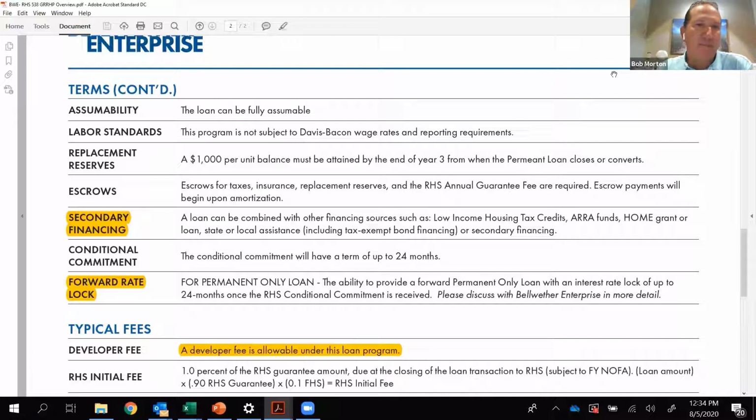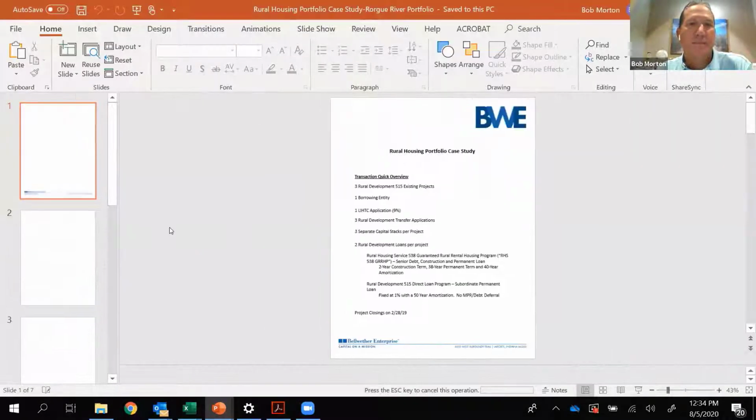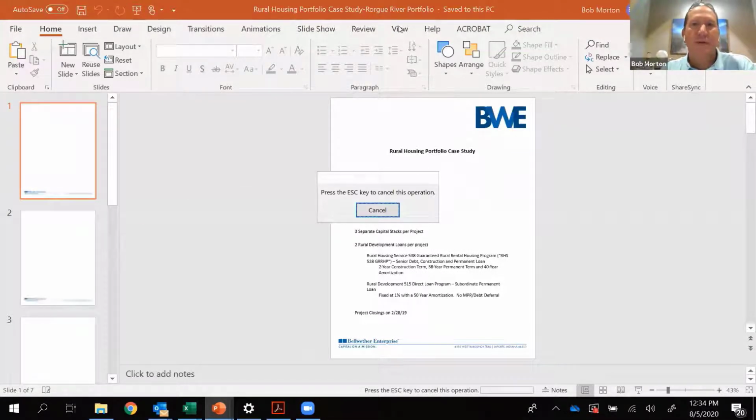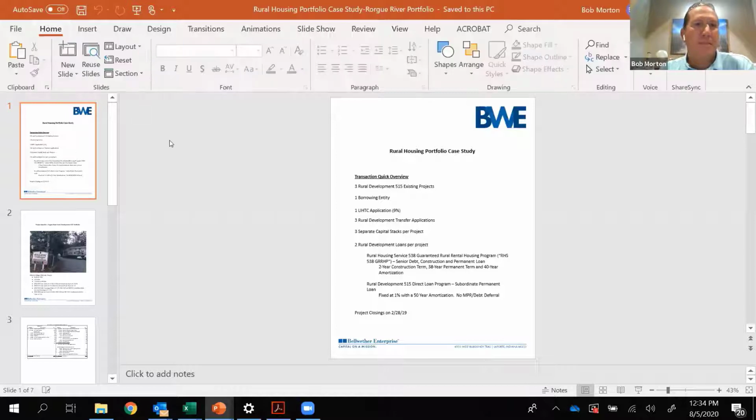I do have a case study that I can share with you real quickly, and this is on a 9% transaction with a portfolio of 515s that are under renovation right now. And let's see if we can make this larger. Okay, I'll click through it.